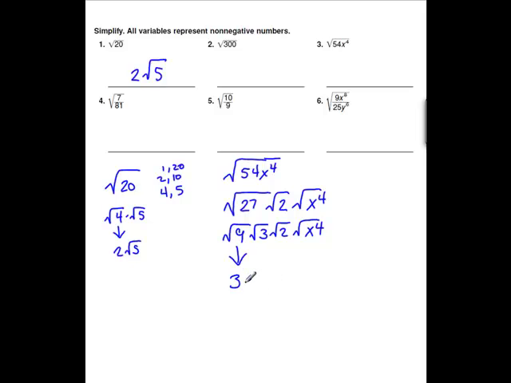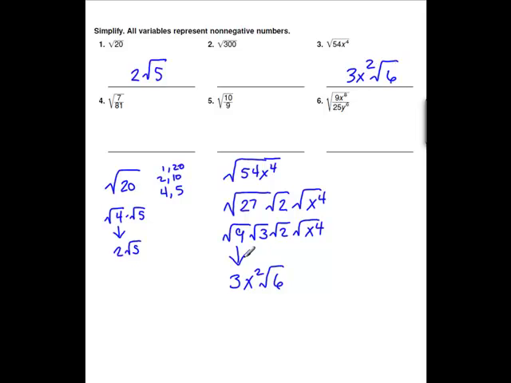So we've got the square root of 9 being 3. The square root of 3 and 2 is still going to give us 6. And the square root of x to the fourth is going to be x to the second power. So I can go back here, and I want to make sure that I factor out that x to the second power. So x to the second times square root of 6. And that would be our simplified version: 3x squared times the square root of 6.